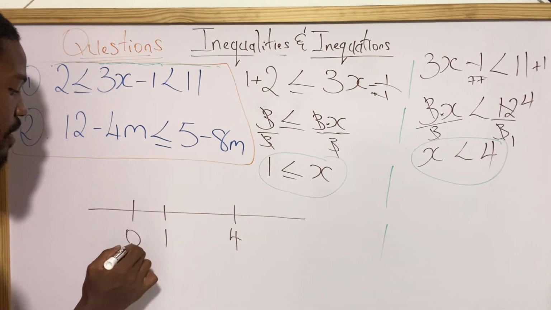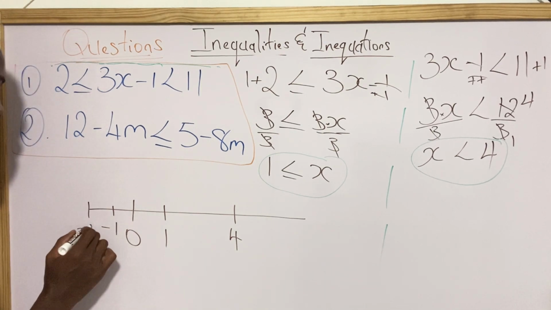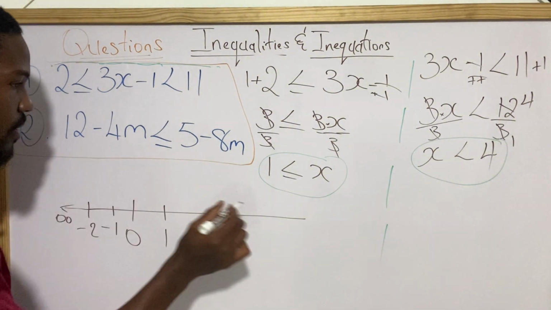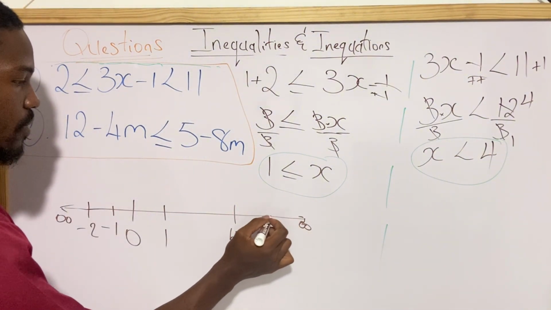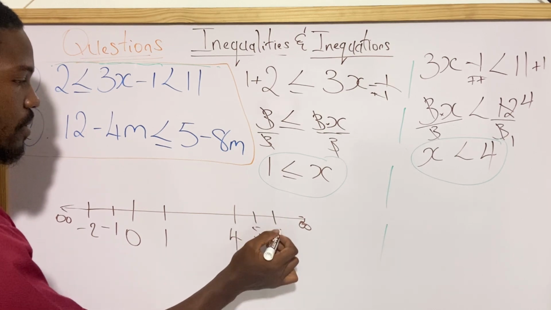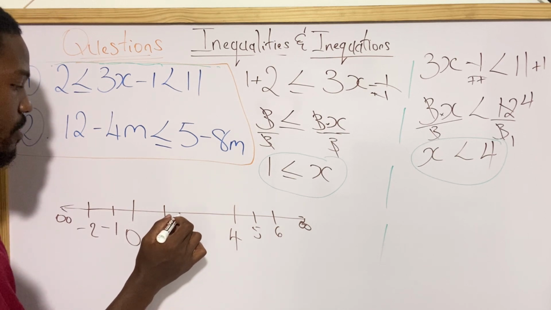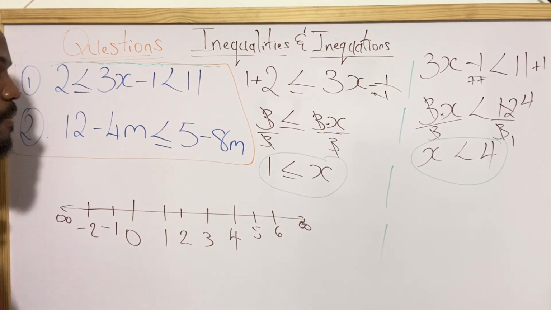My 0 can be here. I can have maybe -1, -2, all the way. We can just have the infinity right there. So just having some numbers between. Now we don't really have to write out all the numbers. I'm just putting it there.